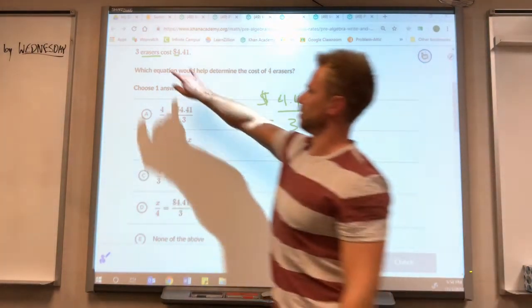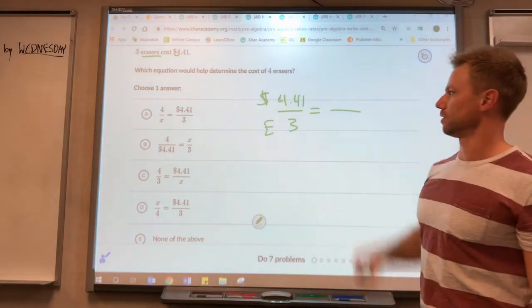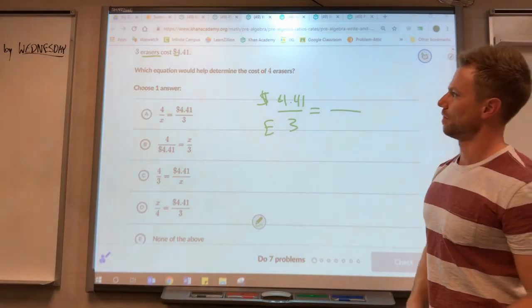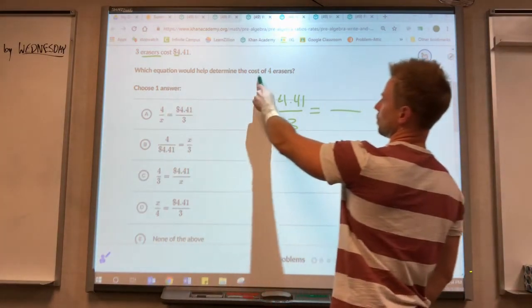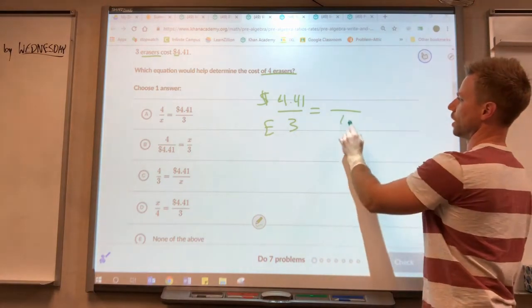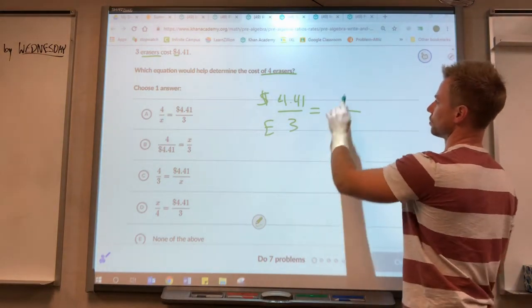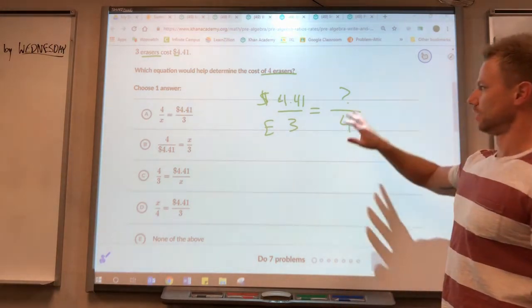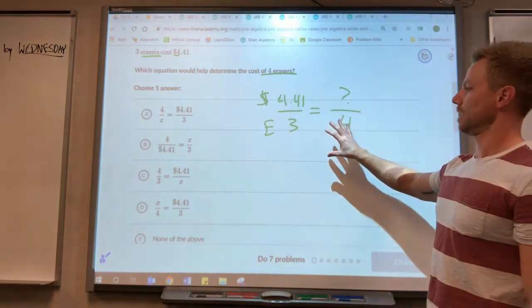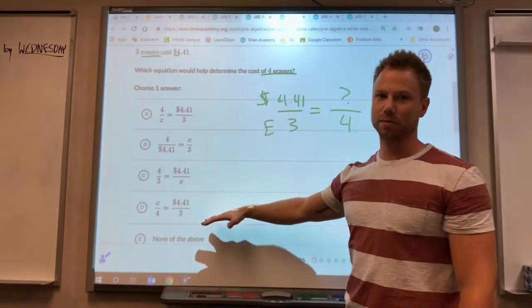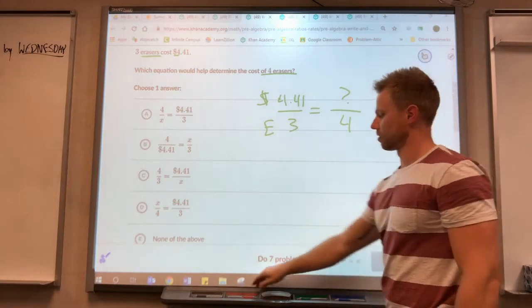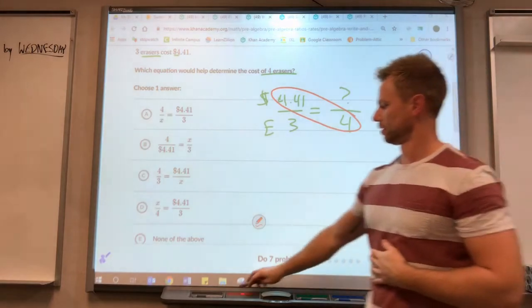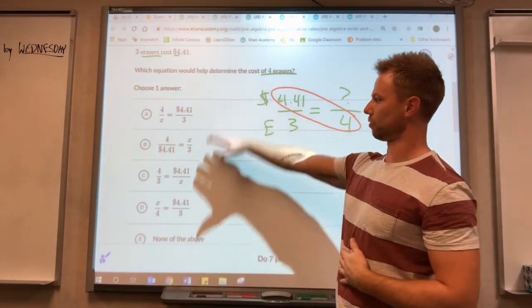If the numbers are in the same sentence, they need to be in the same ratio, on the same side together, okay? Then it says, which equation would help determine the cost of 4 erasers? That 4 has to go in the bottom, because that's where erasers are. Question mark on top. Now that's how I set up the proportion. Now, there are many ways to set up proportions, but as long as we are cross-multiplying the same numbers that we have, the proportion over here will work.